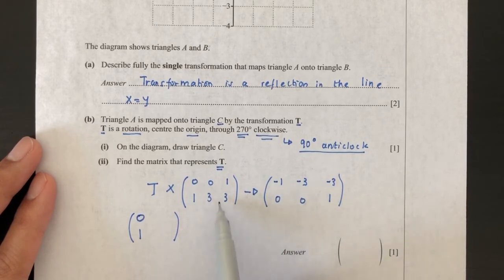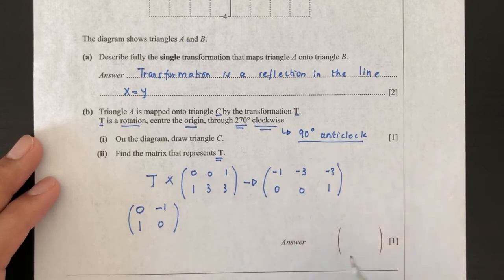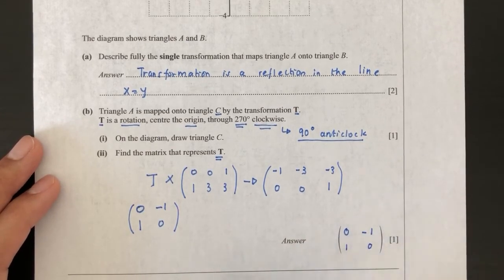And how about this one? It needs to be negative, because it stays the same, but it's negative. -1, -3, and -3, so become -1, 0. So that's the matrix that represents T. So 0, 1, 1, 0. So you will do this by trial. It's always one of those two, like -1, 1, or -1, 0, 0, -1. So rotation will be one of those trial.